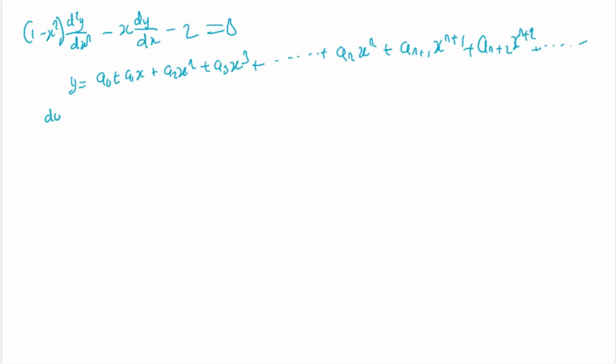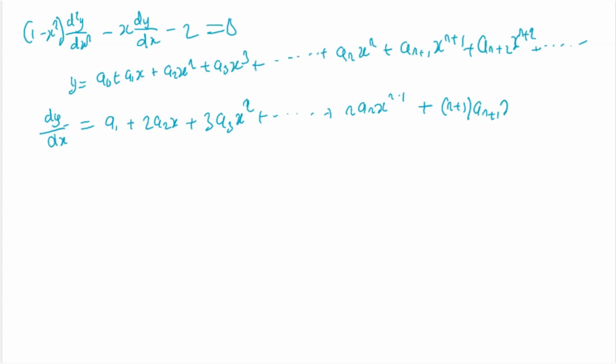So the derivative is dy/dx, which equals a sub 1 plus 2 a sub 2 x plus 3 a sub 3 x squared, right? And then we continue up until n a sub n x to the n minus 1, plus n plus 1 a sub n plus 1 x to the n, plus n plus 2 a sub n plus 2 x to the n plus 1.